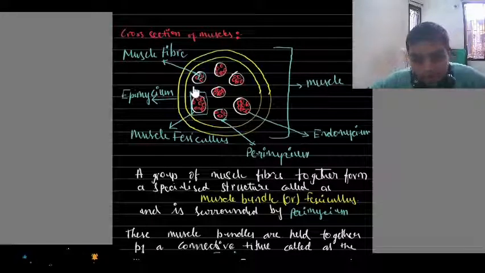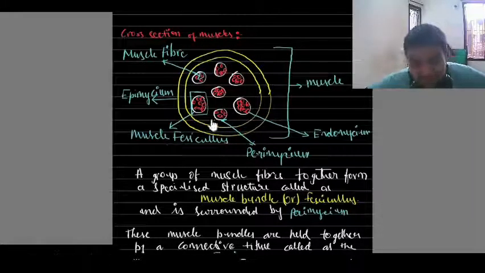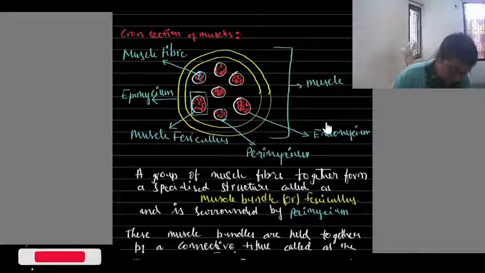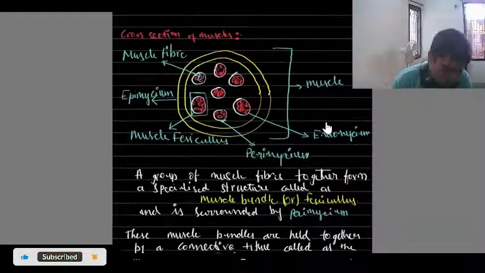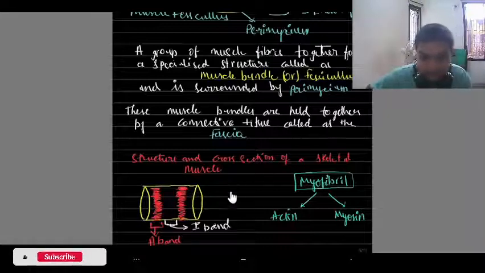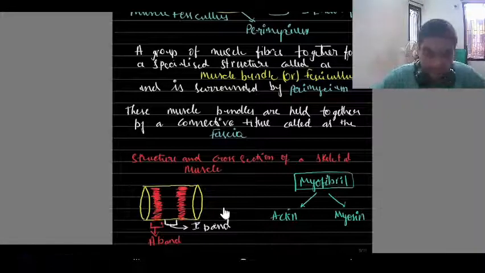You have to remember the boundaries. Let me tell you once again. The whole muscle is bounded by epimysium, muscle fasciculi are bounded by perimysium, and the muscle fiber is bounded by endomysium. That is the cross section. Hope you are done taking a screenshot. Now this is the structure of skeletal muscle, which we already did yesterday.